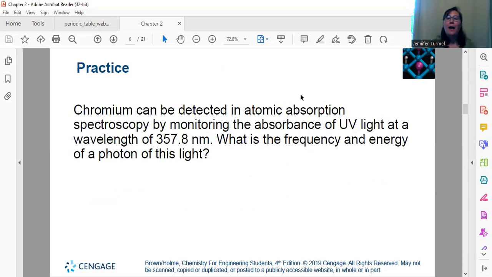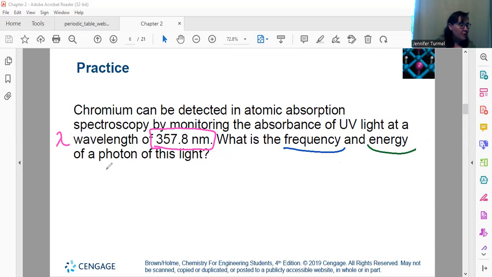All right, so let's go ahead and practice a problem here. It tells us that chromium can be detected in atomic absorption spectroscopy by monitoring the absorbance of UV light at a wavelength of 357.8 nanometers. So that's going to be a lambda. And they are asking for the frequency of our light and the energy of a single photon.